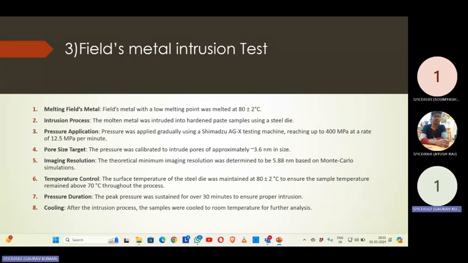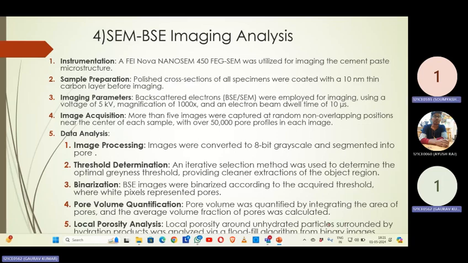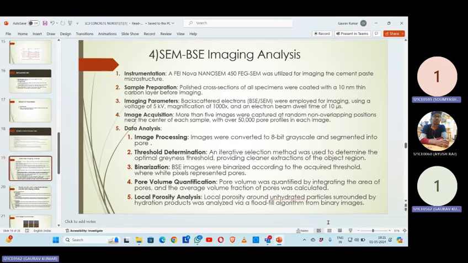Next slide, please. So the next test is SEM BSE imaging analysis. First is instrumentation. The FEI Nova NanoSEM 450 FEG SEM was utilized for imaging the cement paste microstructure. Second is sample preparation. Polished cross sections of all specimens were coated with a 10 nanometer thin carbon layer before imaging.